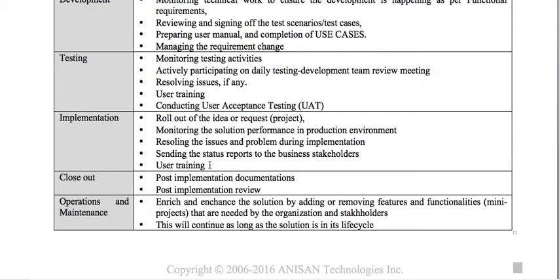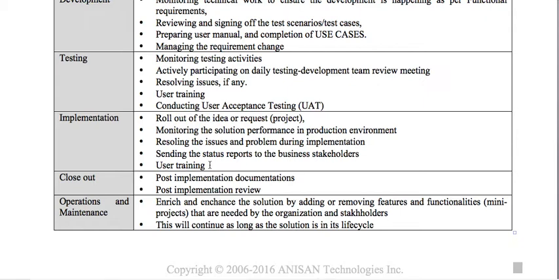Closeout, there may be post implementation documentation, and obtaining the sign off from different team members, to ensure that basically all the requirements are taken care of in the project, and they are officially signing off the project.